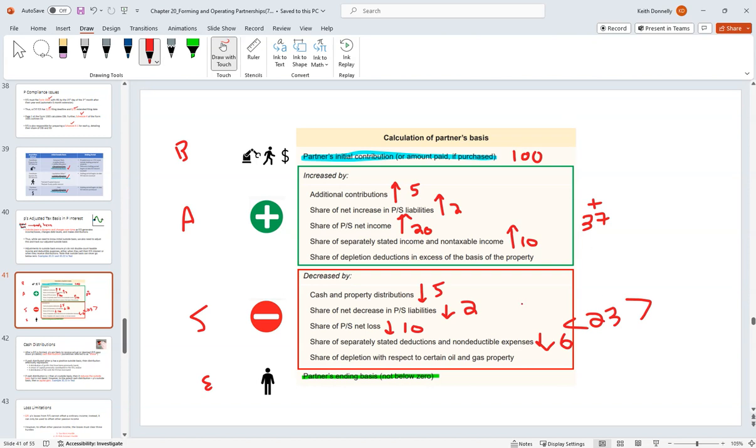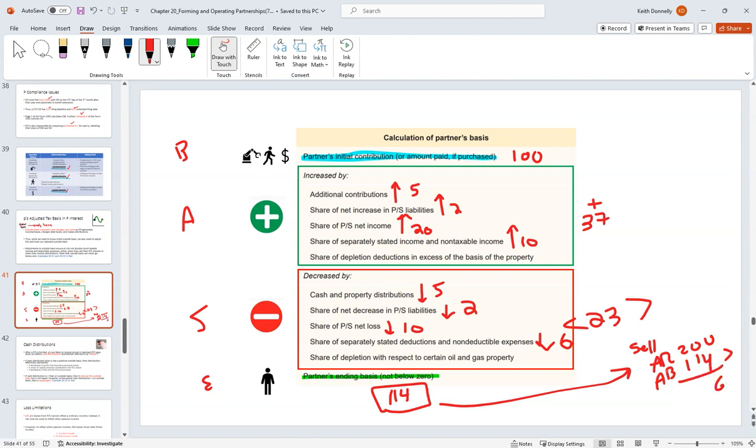We're looking at an ending basis of 114, right? And this was just an example. Usually you're going to do this year over year, keep tracking it, keep tracking it, keep tracking it. And the reason we care about this is if you go to sell your partnership interest, say that you sell it for 200 bucks, well, now your adjusted basis is 114. That gets you your gain for the difference between the two.